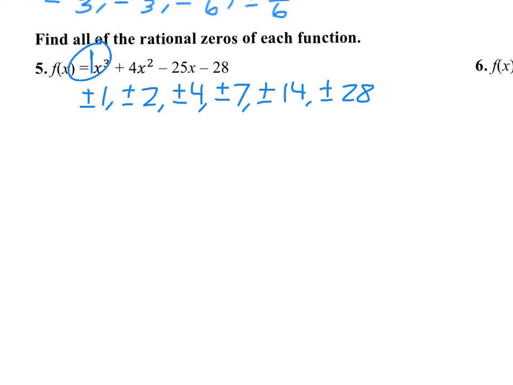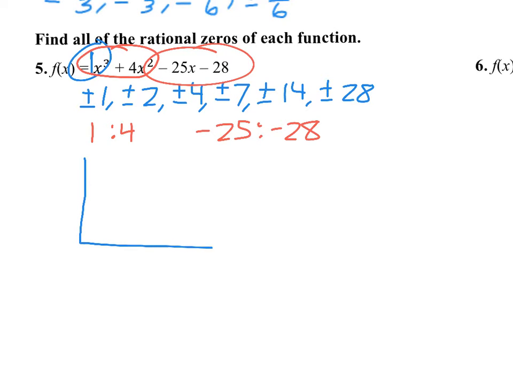All right, now if it's factorable, you should just factor it, but this is not factorable. I can tell this is not factorable because the ratio of those two coefficients is 1 to 4. The ratio over here is negative 25 to negative 28. Those are not equivalent, so this is not factorable by grouping. So what you have to do is do synthetic division and guess which ones are going to work.